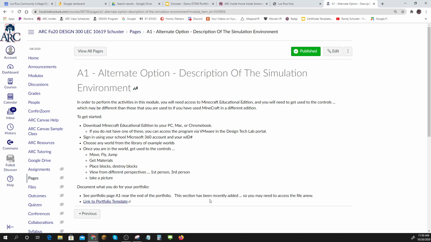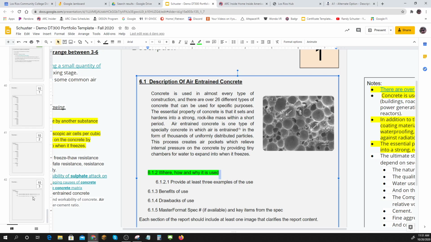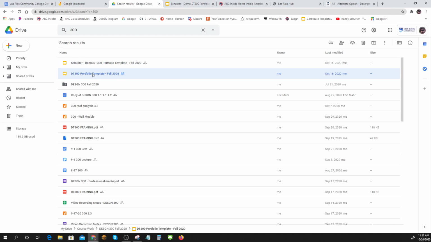And then in your portfolio, okay, you're going to document what you need to do. Okay, you're going to document sort of a process sheet on the environment and how to get started. So let's see what I say down here. Oh, I don't have it in mine. It's in the template.